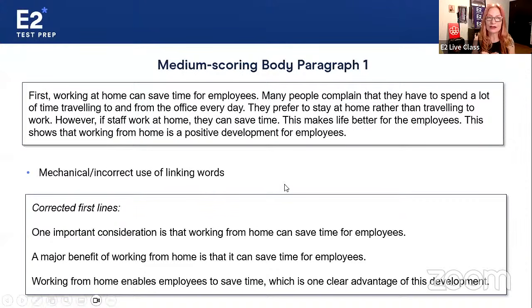So let's correct this first line. When it says first, working at home can save time for employees. One important consideration is that working from home can save time for employees. So instead of going first. Now, what's kind of unfair is that when you study English, general English, that's exactly what we teach you. Use these keywords to organize: firstly, secondly, moreover, furthermore. However, IELTS will rate that as an inappropriate usage of linking words. So that's how IELTS will rate it.